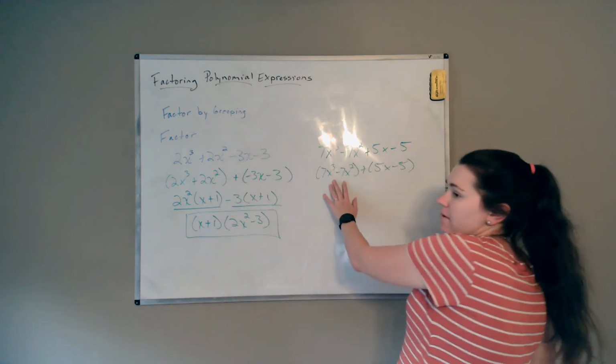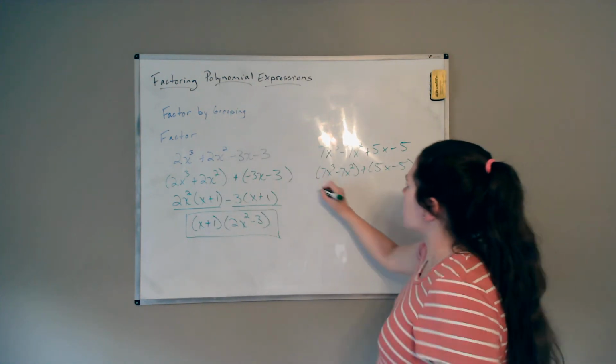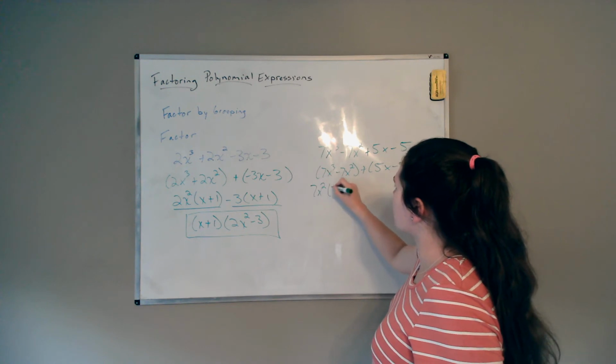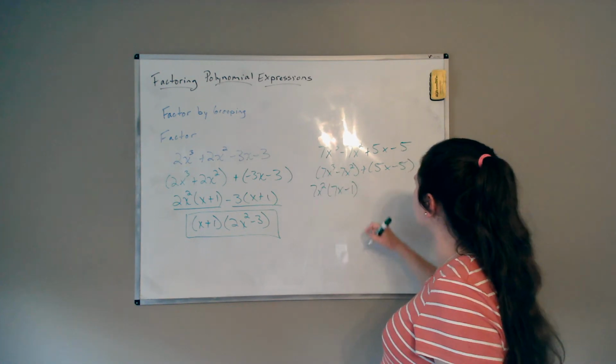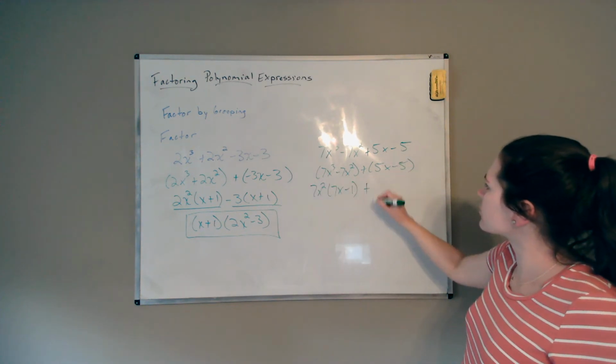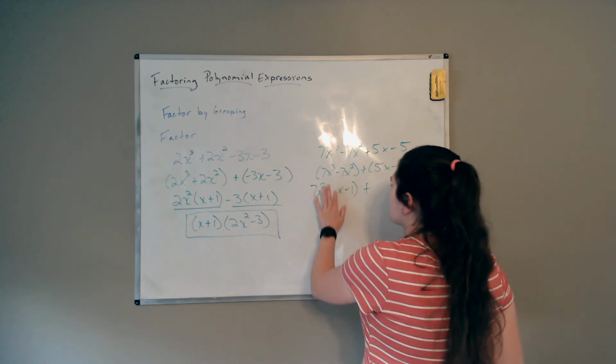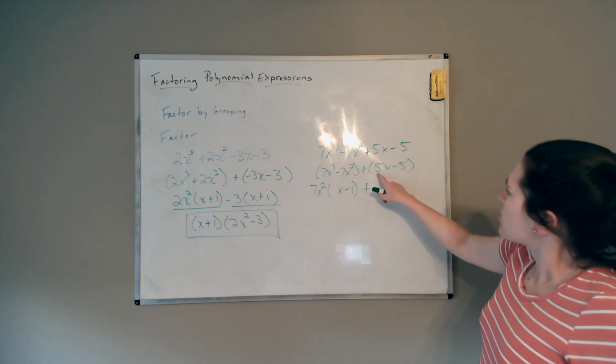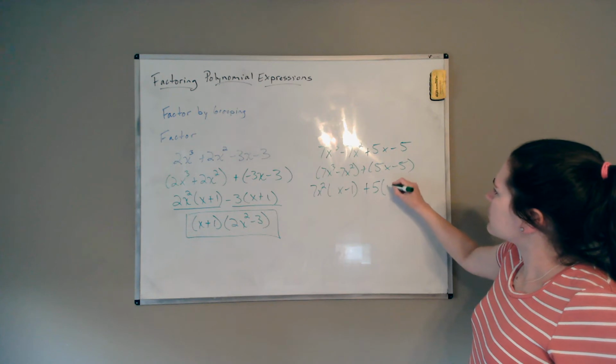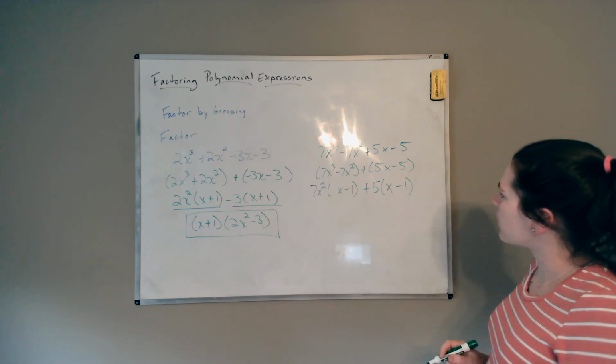Take the greatest common factor out of each set of parentheses. Greatest common factor here is 7x squared. That's going to leave you with x minus 1. Greatest common factor here is 5. I'm going to take out 5. It's left with x minus 1.